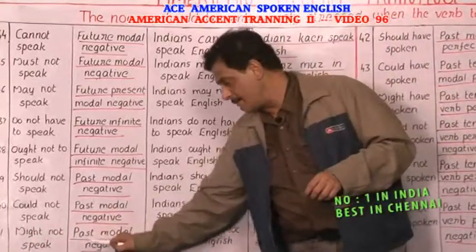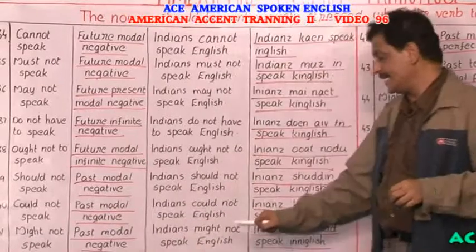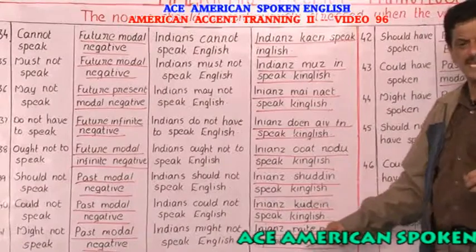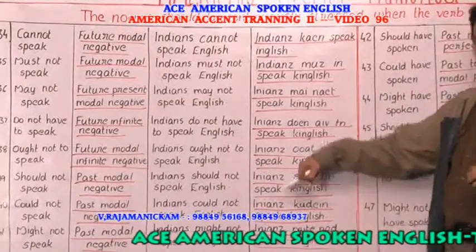Might not speak. Past tense modal negative. Indians might not speak English changes into Indians might not speak in English.